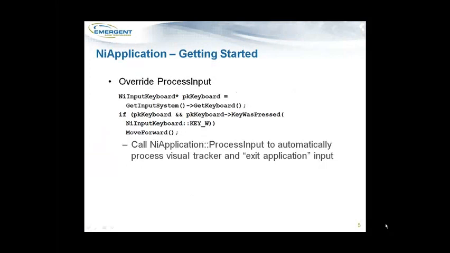Place some code that reads the input, checks to see if particular keys were pressed during the last frame. In the case of the example on the screen, if W is pressed, move forward. Hey, you're three quarters of the way to your first-person shooter control scheme.